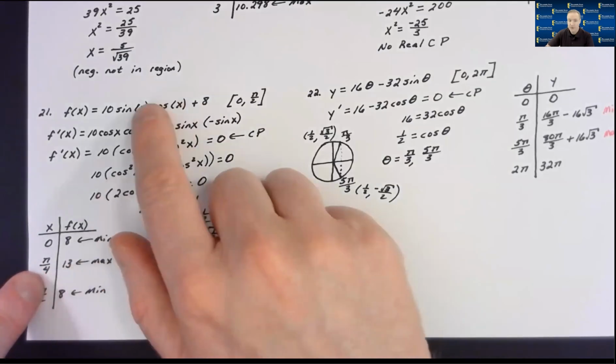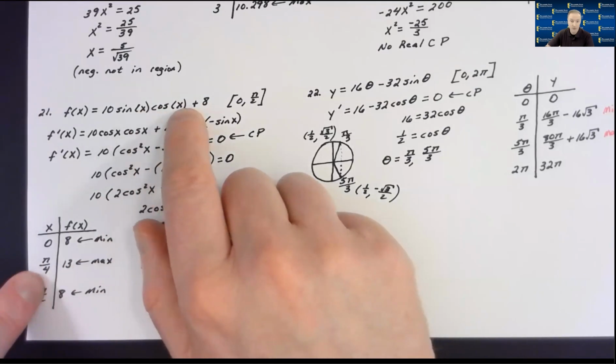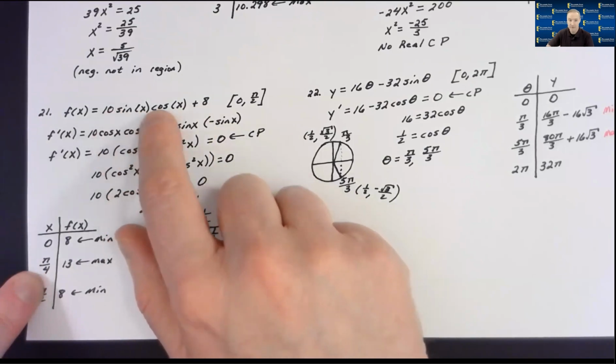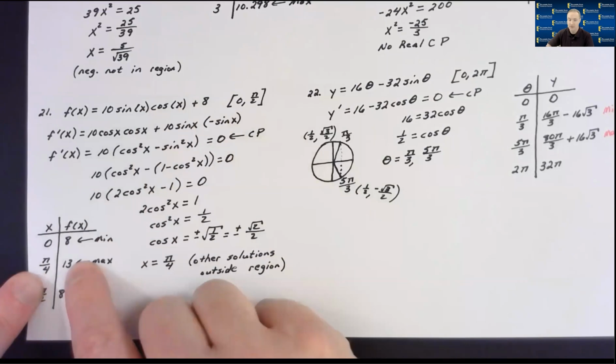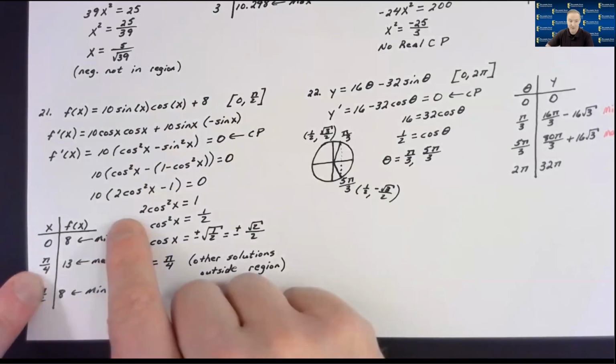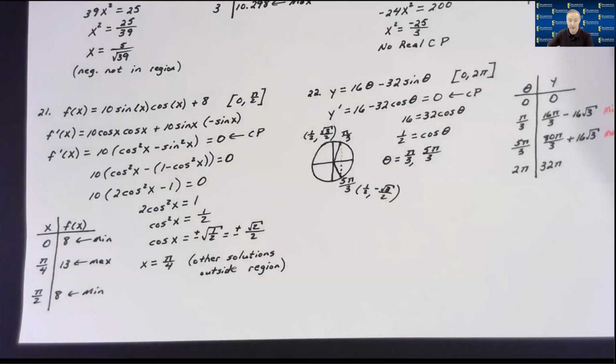The only value where you're going to get a different answer is when you plug in pi over 4. You'd have sine of pi over 4 and cosine of pi over 4. Well, they're both the square root of 2 over 2. The square root of 2 over 2 times the square root of 2 over 2 would be 2 over 4, the same thing as 1/2. You'd have 10 times 1/2 is 5. 5 plus 8 is 13. 13 is the y value at pi over 4. And you know clearly that's your maximum. And then either one of these can be listed as the minimum since they're the exact same value. So we have a minimum of 8, a maximum of 13.